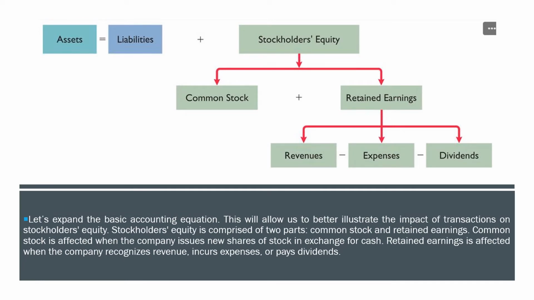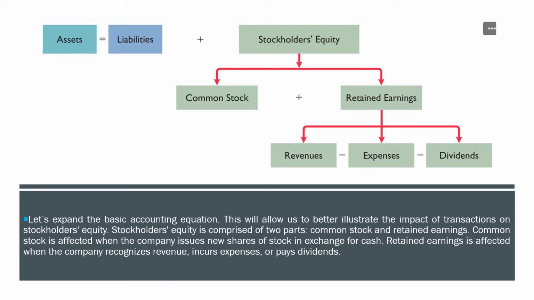So asset equals liability plus stockholders' equity. Stockholders' equity is common stock plus retained earnings. Retained earnings is revenues minus expenses minus dividends. Okay, so we can expand the basic accounting equation. This will allow us to better illustrate the impact of transactions on the stockholders' equity.